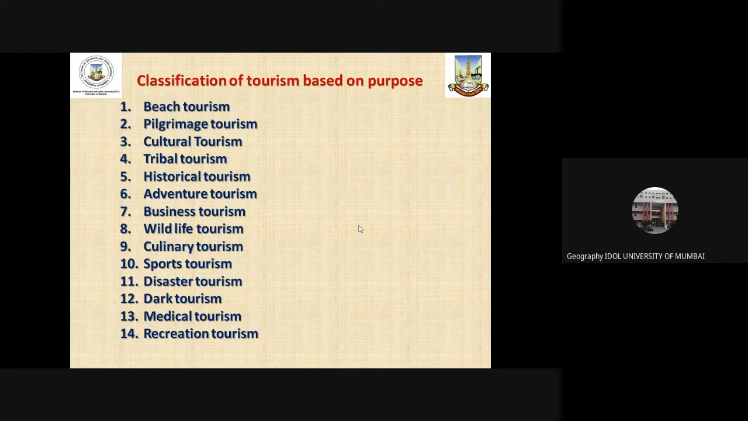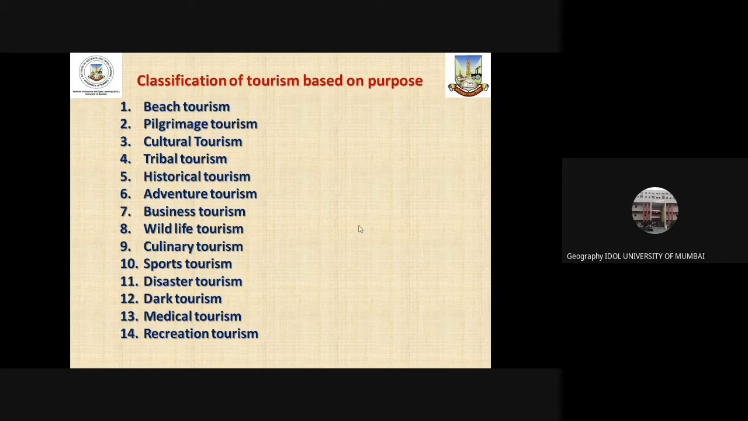Culinary tourism is also important to understand the food habits in different parts of the world. Sports tourism is to enjoy international sports events across the world. Disaster tourism is to experience and understand the impacts of a disaster that has taken place in a particular area. Dark tourism refers to tourism at places where a large number of people have died due to natural or anthropogenic disasters or catastrophes.